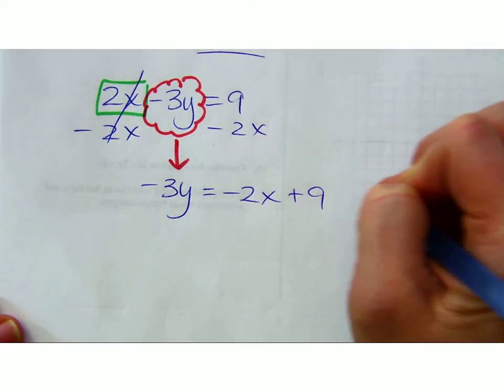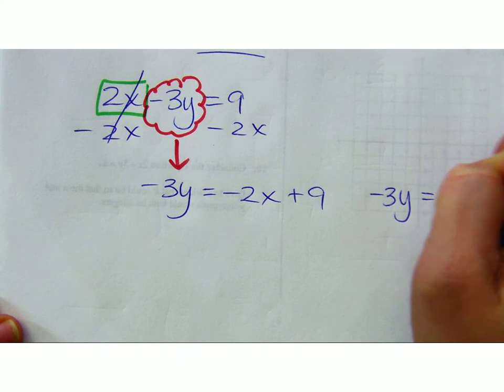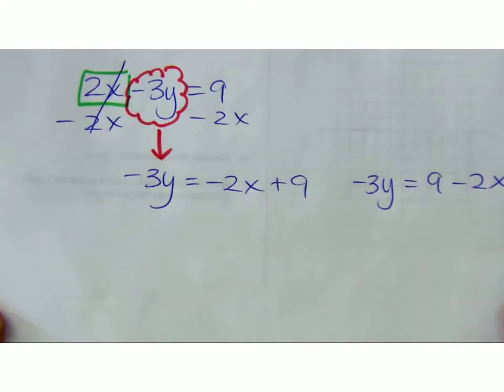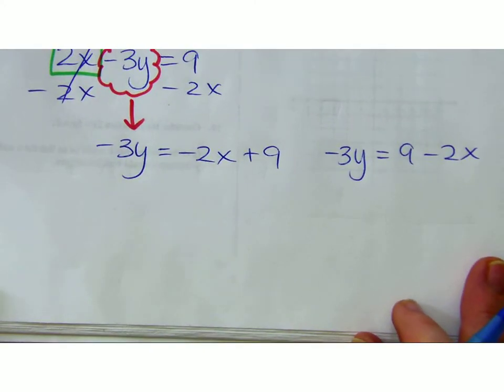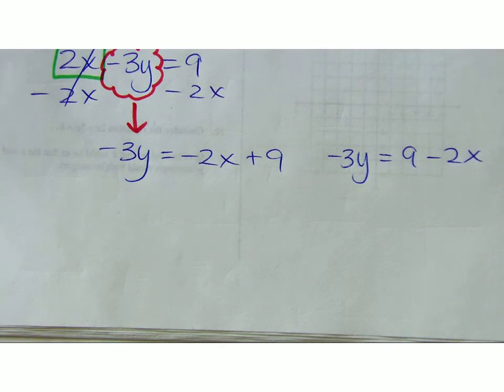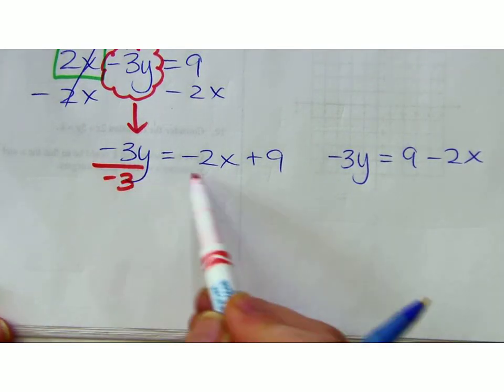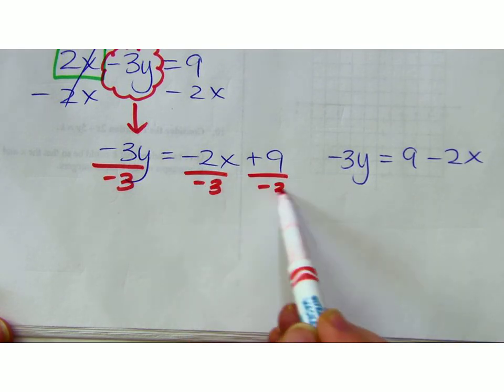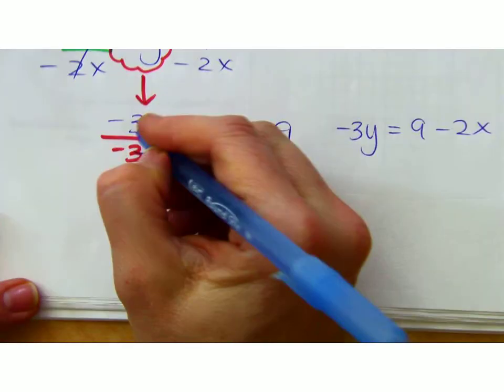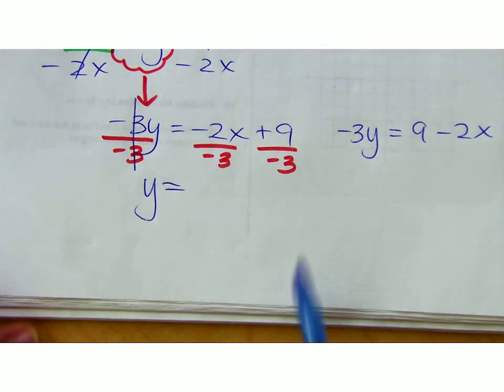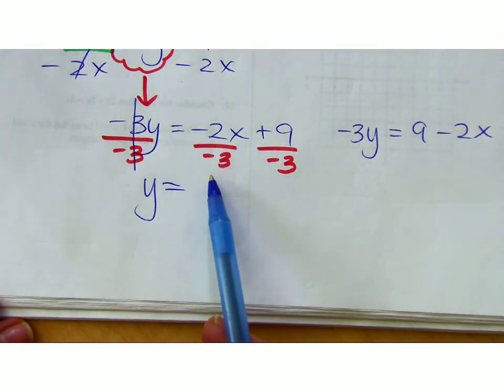Could you do your 9 and then your 2x? Sure. You do whatever one you want. What's the last step? Divide everything by negative 3. Okay? And so these cancel. I get y equals. If you have two negatives, you know they cancel and they make a positive, right?